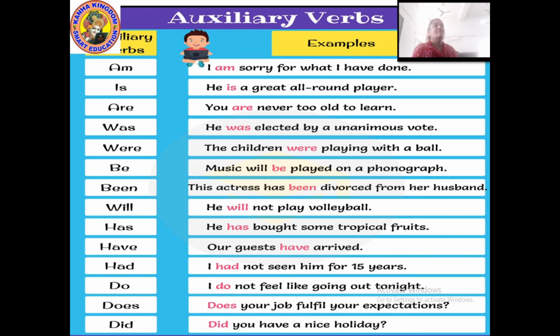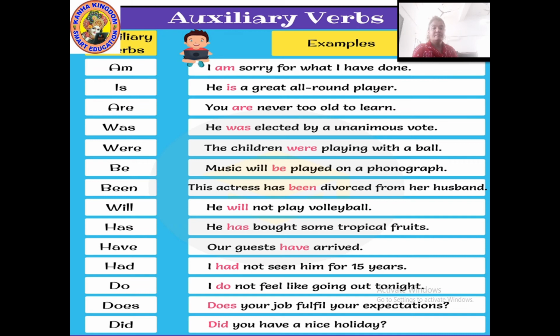Be. Music will be played on a phonogram. Here the auxiliary verb is be. Will also. Okay. Been. The actress has been divorced from her husband. Been, auxiliary verb. Will. He will not play volleyball. The sentence is in future tense. How did we understand that it is in future tense? By the auxiliary verb will.